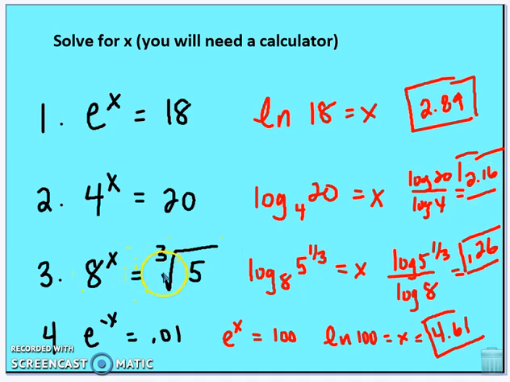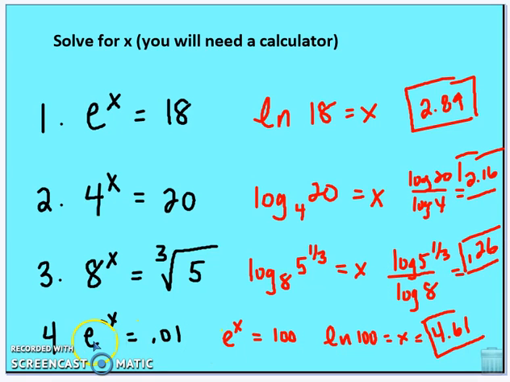8 to the x is equal to the cube root of 5. Rewrite this as log base 8 of 5 to the 1/3 is equal to x. I can rewrite this as log of 5 to the 1/3 over log of 8. Additionally, I can rewrite this as 1/3 times log 5 over log 8. You'll get the same answer, 0.26.